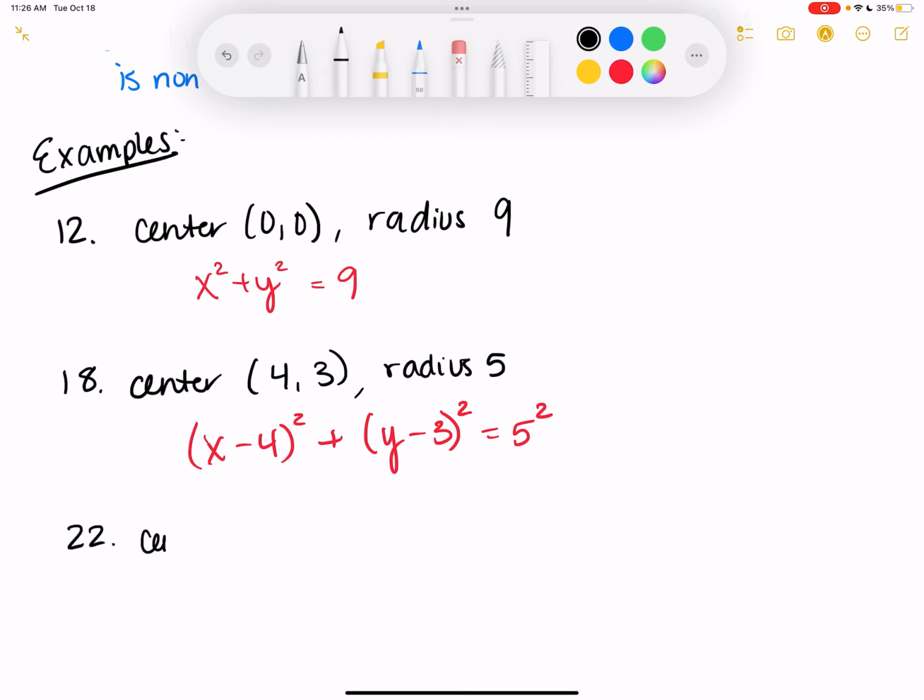22, the center at negative square root of 3, negative square root of 3, radius square root of 3.